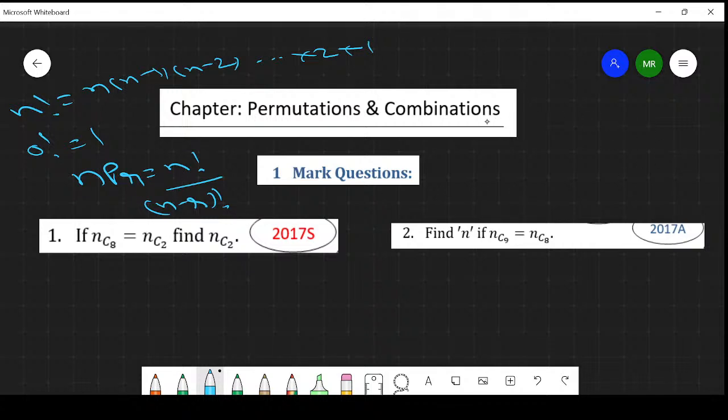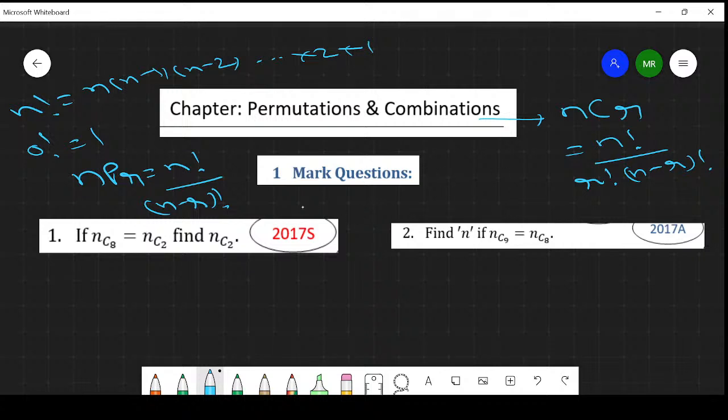Suppose out of n different things you are selecting r things at a time, that is combination, denoted nCr. nCr means n factorial by r factorial into n minus r factorial. I have discussed how to simplify combination nCr in the topic of binomial.